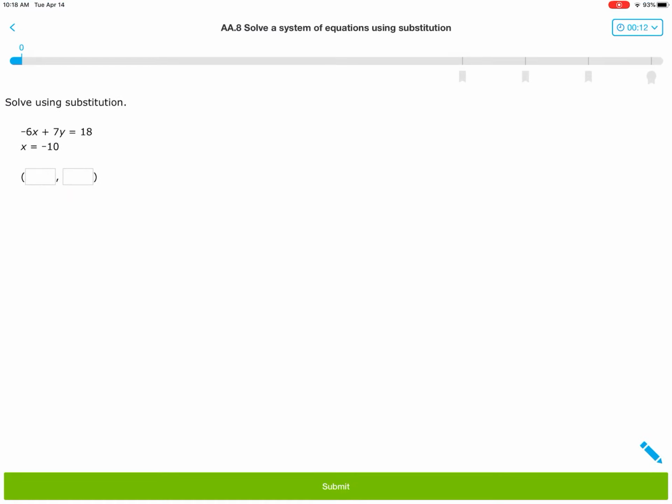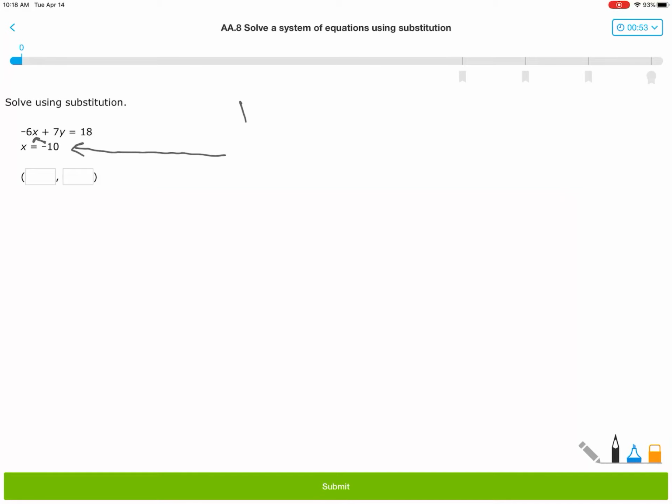So if I go back to IXL here and I look at this problem, negative 6x plus 7y is 18, x equals negative 10. So now if I think about step 1 that I just showed you, it says solve one equation for one variable. Sometimes this is done for you. On this problem, it is done. It tells me x equals negative 10. So that means I want to take that negative 10 and put it in for the x in that other one.